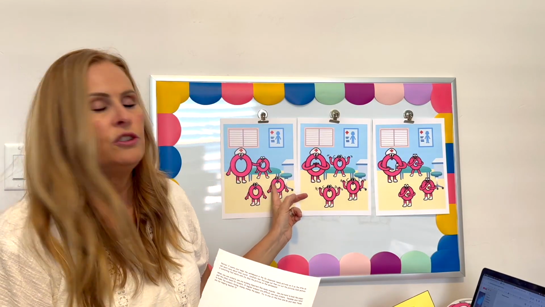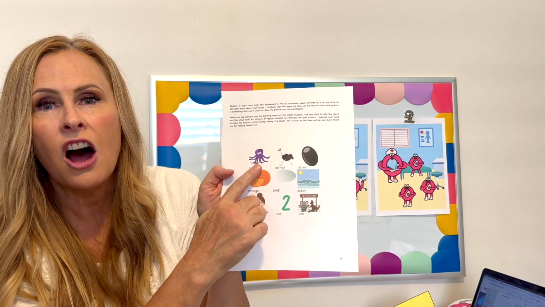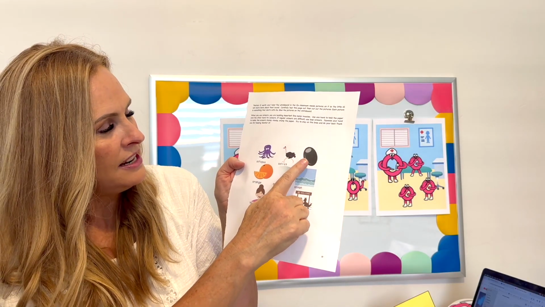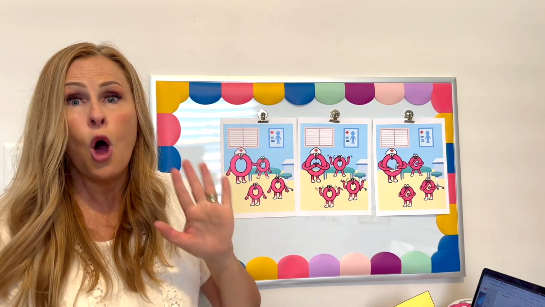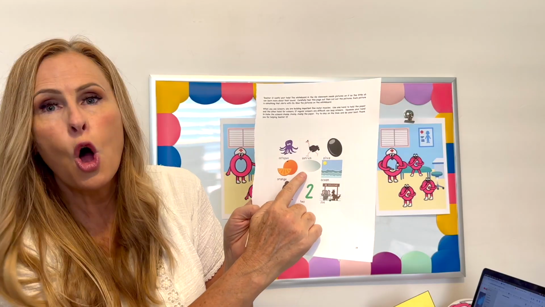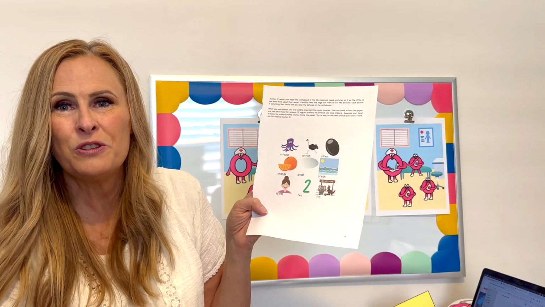Remember how I told you that O says ah? Ah, like octopus, ostrich, and olive. Remember when I told you that O says oh? That's like in the word orange, oval, ocean. Did you hear the O sound?